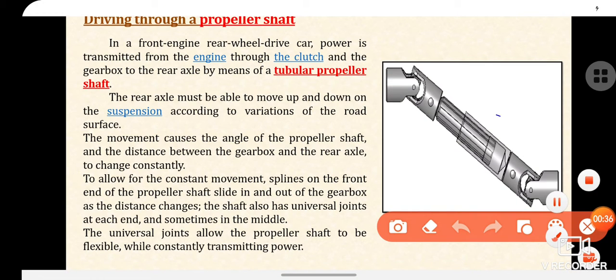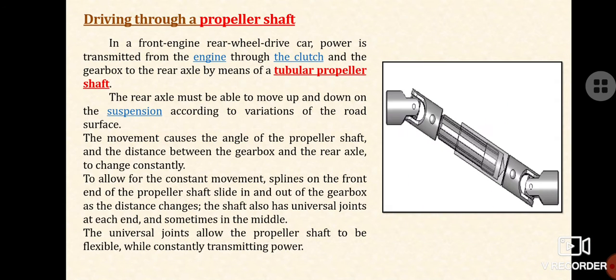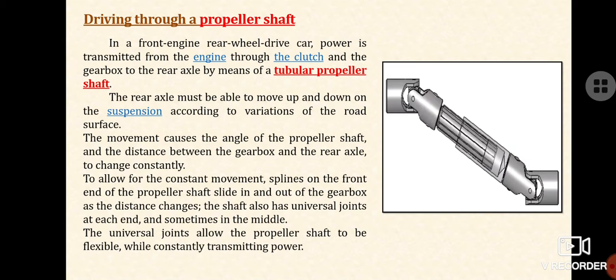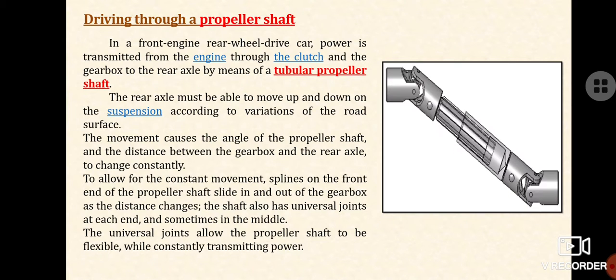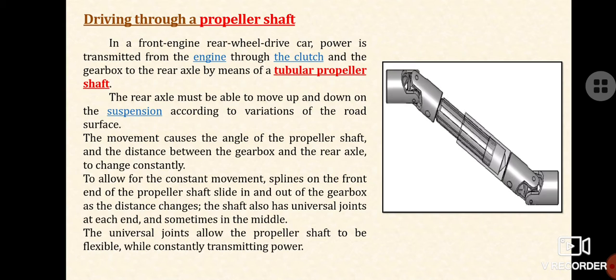So I would like to tell you this is the propeller shaft. Sometimes it is also called the drive shaft. Here, with the help of the universal joints, it is connected with the driving and driven shaft. So in a front engine, rear wheel drive car, power is transmitted from the engine through the clutch and the gearbox to the rear axle by means of tubular propeller shaft.